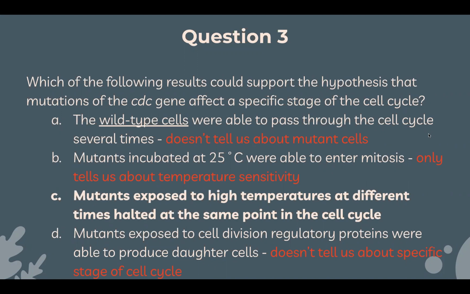But if you're stating the wild type is able to pass the cell cycle, wouldn't it kind of imply that the wild type has an advantage over the mutant cell? Yeah, but it's telling us about the wild type cells, but what we're focusing on is the mutation of the CDC gene. So we're looking for something that is telling us about the behavior of the mutant cell. I see. Thank you. It's more direct. Yeah.